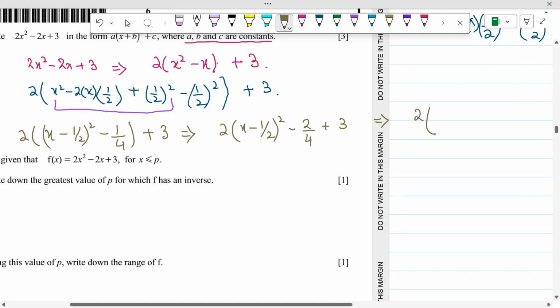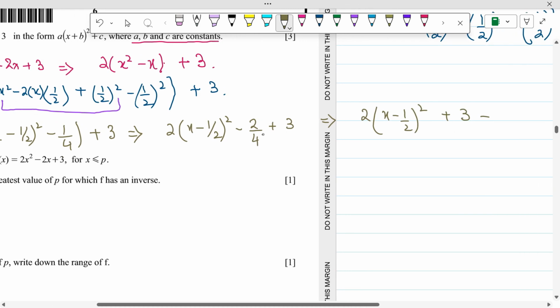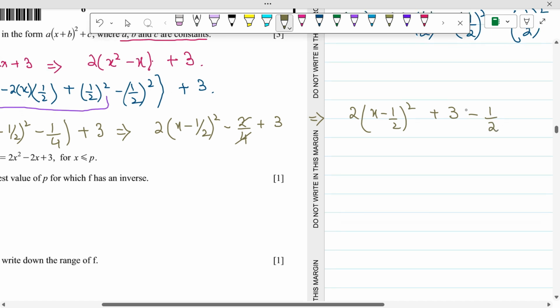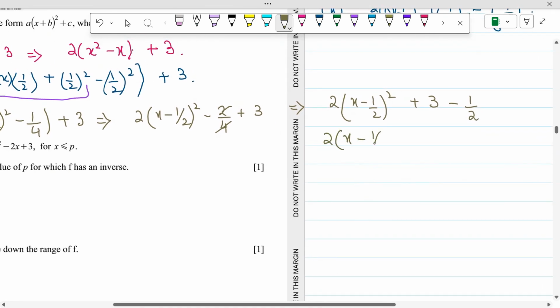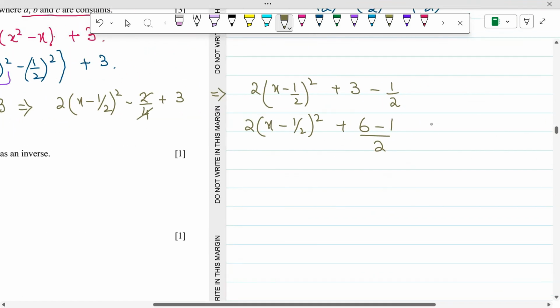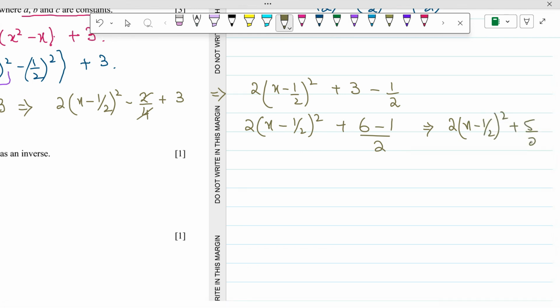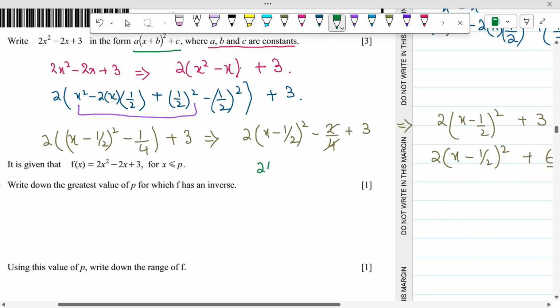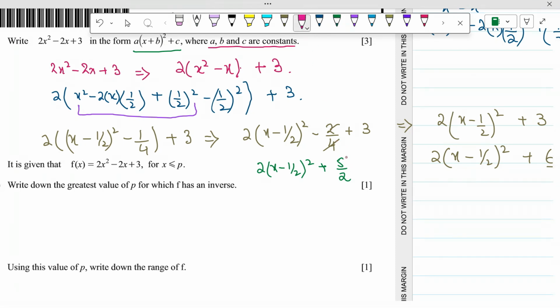So further solving, 2 times (x minus 1 over 2) whole squared plus 3 minus this one is half. Taking LCM, we will have 2 times (x minus half) whole squared plus 6 minus 1 over 2. So we will have 2 times (x minus half) whole squared plus 5 over 2. Now, 2 times (x minus half) whole squared plus 5 over 2, and in this case, this one is c, this one is b, and this one is a.